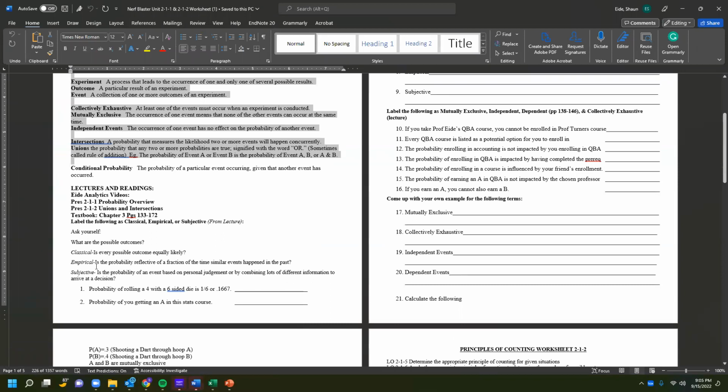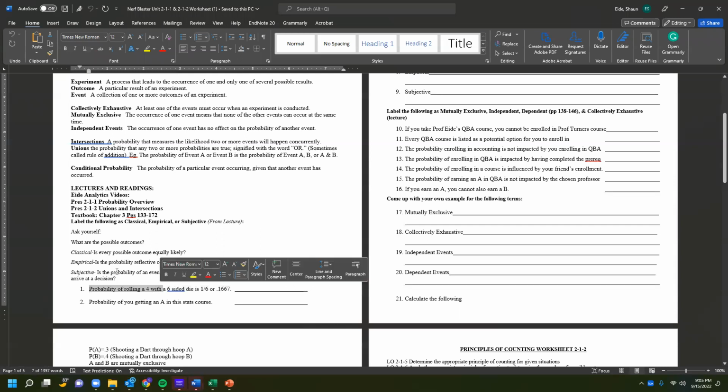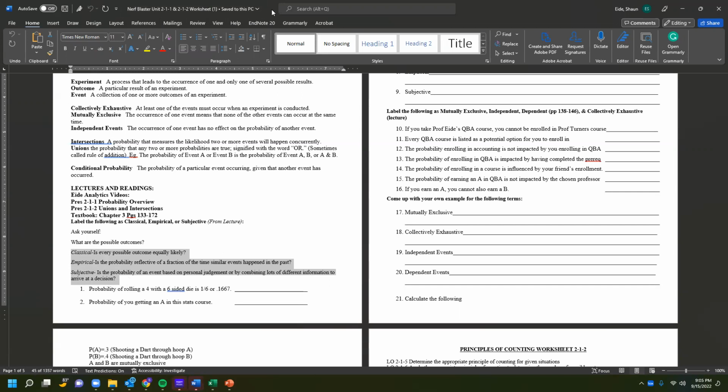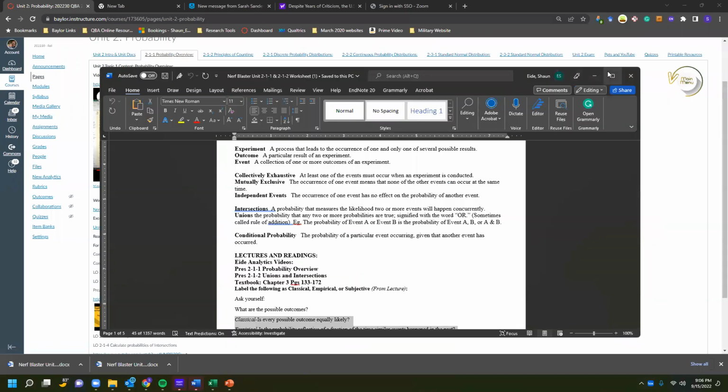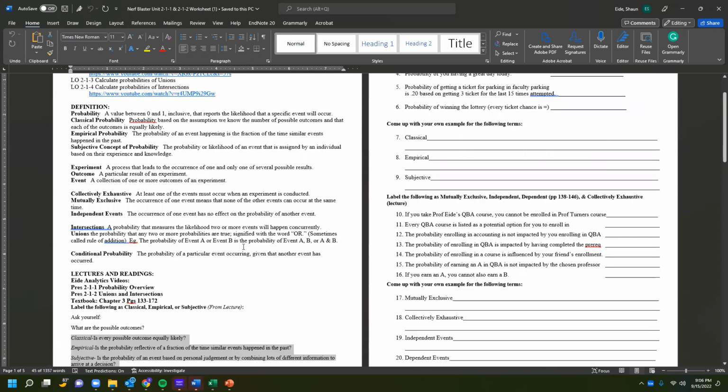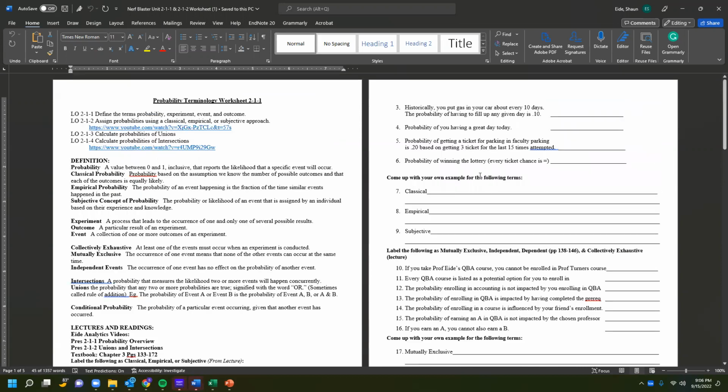Then coming down right here, you've got some questions on probability of rolling a die with 6 sides. So the question is, is this classical, is it empirical, or is it subjective? And the video specifically on classical, empirical, and subjective is right here. It's the cards. It's what we did in class the other day. So just be aware of that. And so coming through these, just label all of these as classical, empirical, or subjective.